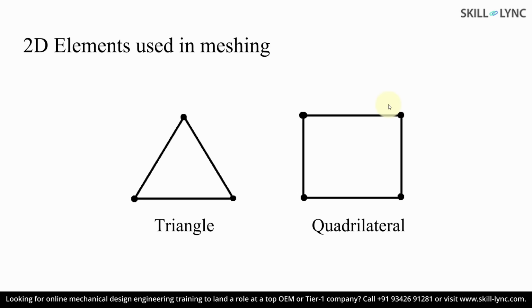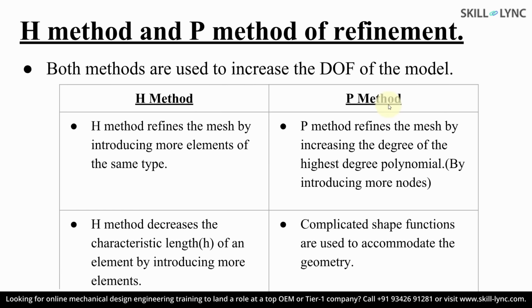For any mesh refinement, we have 2 methods that SolidWorks provides us with. One is called the H refinement and the other is called the P refinement. So in the H refinement, we refine the mesh by including more elements into the model. While in the P method, we keep the number of elements the same, but we tend to increase the order of the elements that we are using in the model.